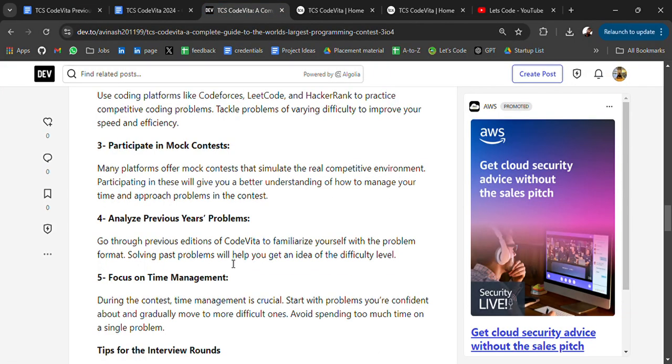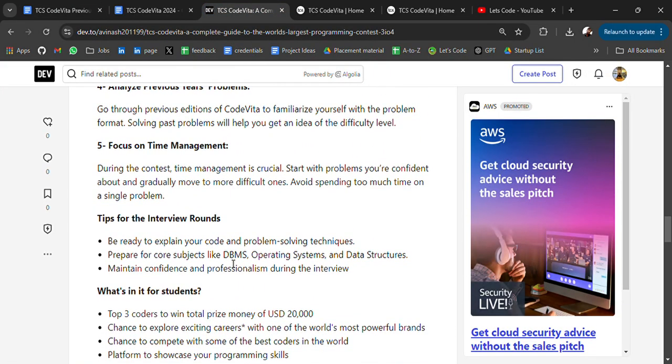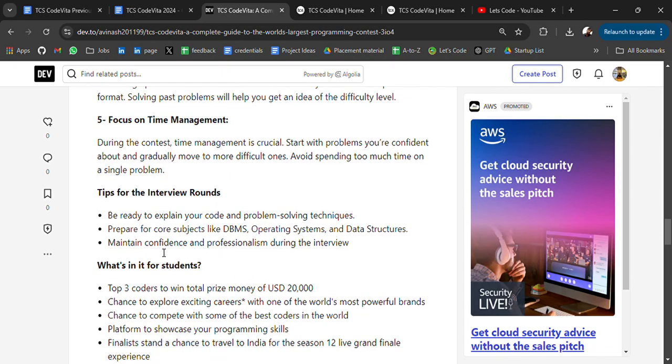Coming back, the tip for the interview round is that you have to be prepared with whatever the problem, the code, or the technique you used to solve in your coding round. Also prepare core subjects like DBMS, operating systems, and data structures. These subjects are also important. If you need resources related to that, I have already shared them on the YouTube channel. Go check it out.